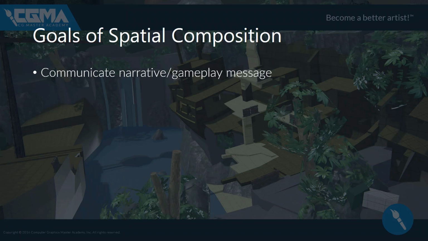And then the third thing is communicating world building. So spatial composition, especially spatial hierarchy and organization, tells us a lot about the intent of any particular space, who built it in the fiction that we're creating, what was its purpose, how do each of the spaces relate. So the second goal of spatial composition would be artistic expression.